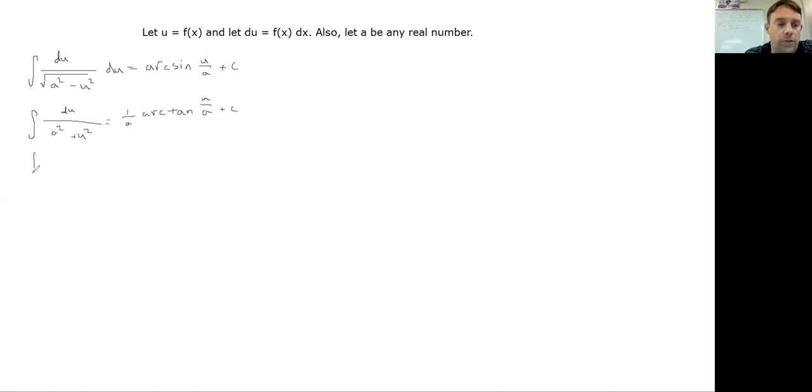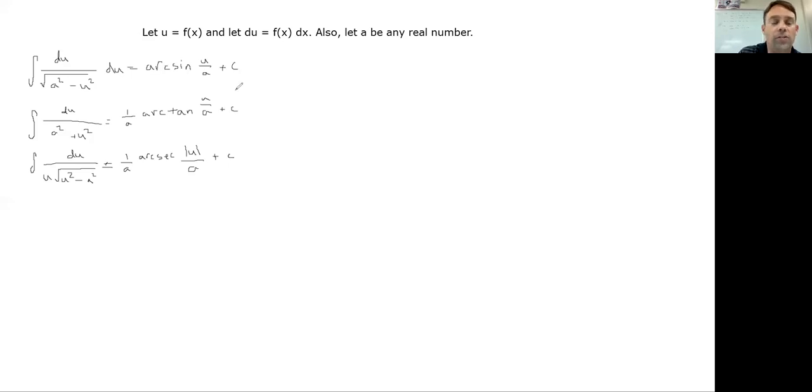And our last integral of the year is du over u times the square root of u squared minus a squared, equals 1 over a arcsecant of the absolute value of u over a plus c. So notice we don't have our cosine, cotangent, cosecant on these ones, just the non-cos.